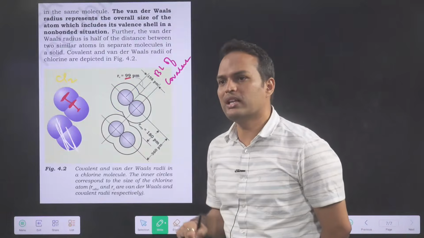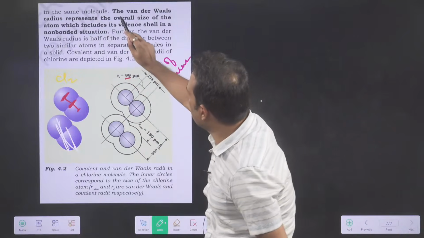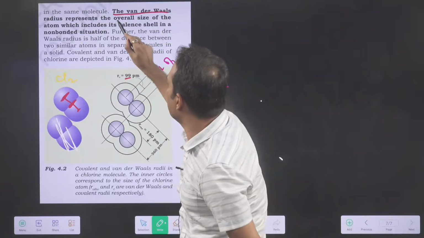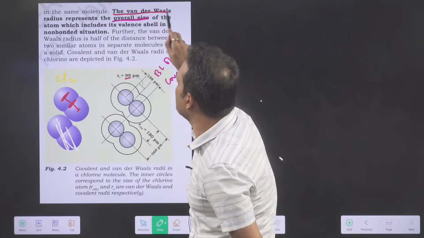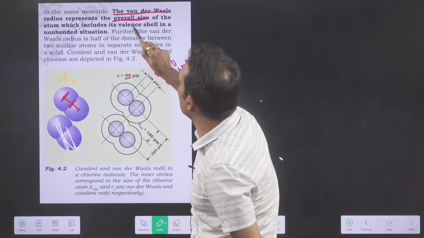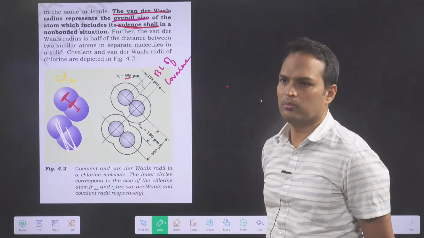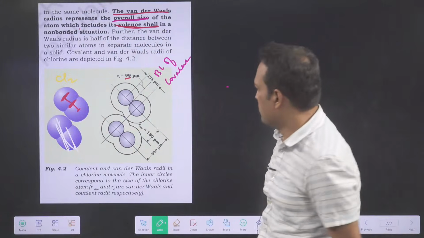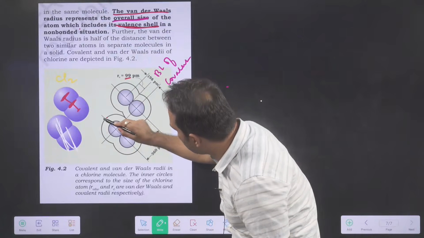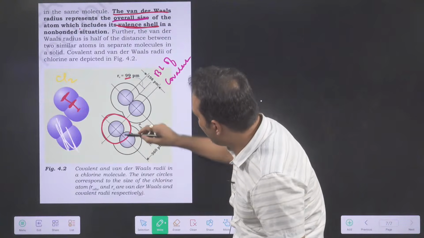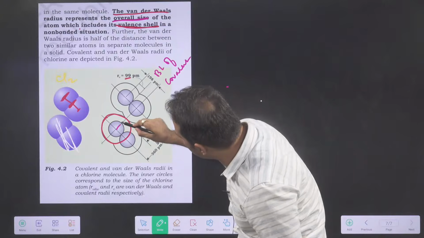But now you see the van der Waal part. Van der Waal radius definition you can check here. The van der Waal radius represents the overall size of an atom, which includes its valence shell in a non-bonding case. Suppose this is a chlorine atom, then this is its valence shell. Van der Waal radius measures the distance till here.